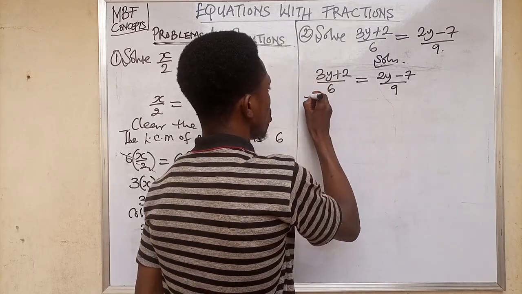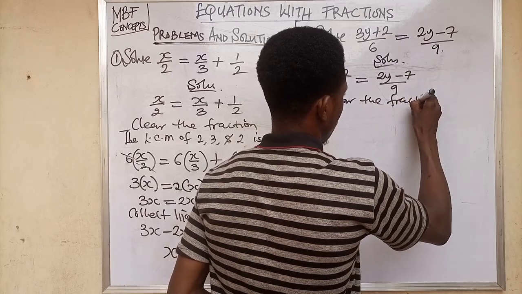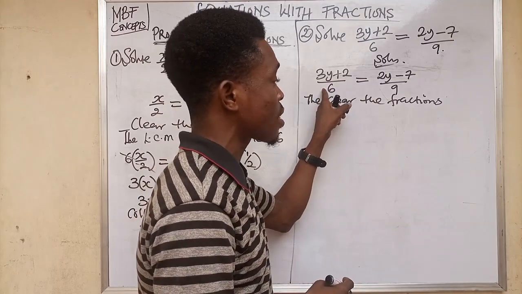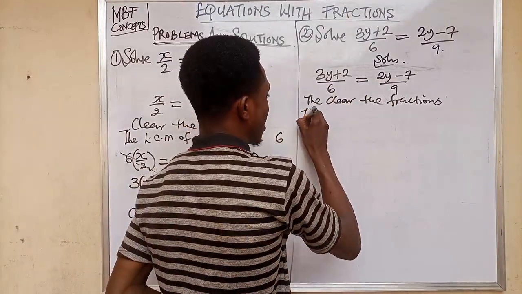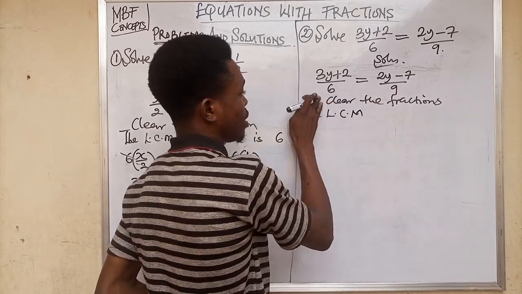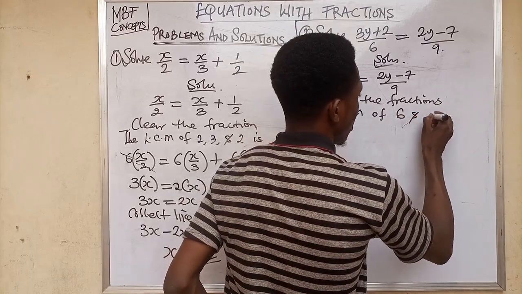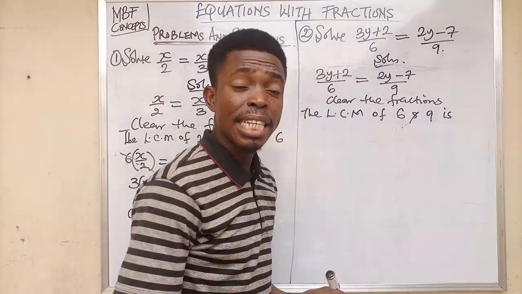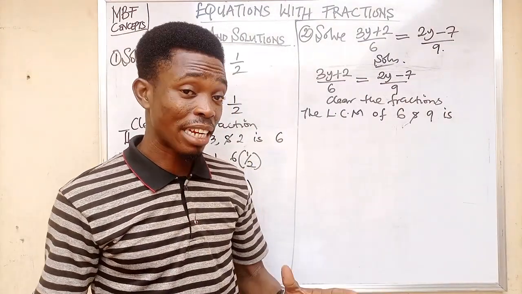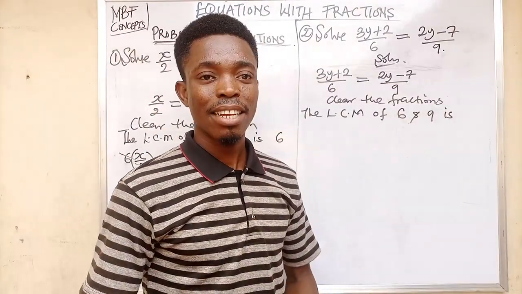So the first thing we do is to clear the fractions. To clear the fractions, we need to find the LCM of 6 and 9. The LCM of 6 and 9 is 18. Guys, you know how to find LCM, but if not, then we'll teach you in another video. So the LCM of 6 and 9 is 18.